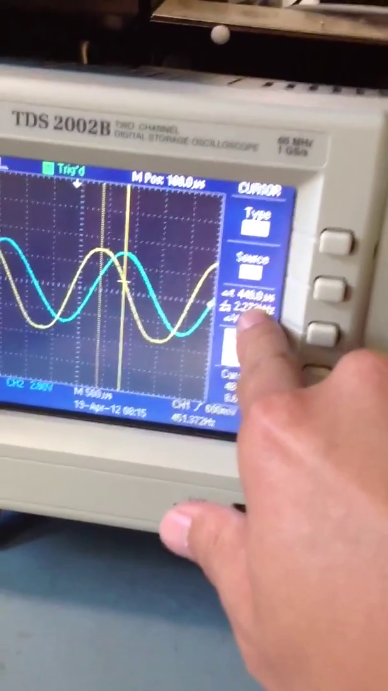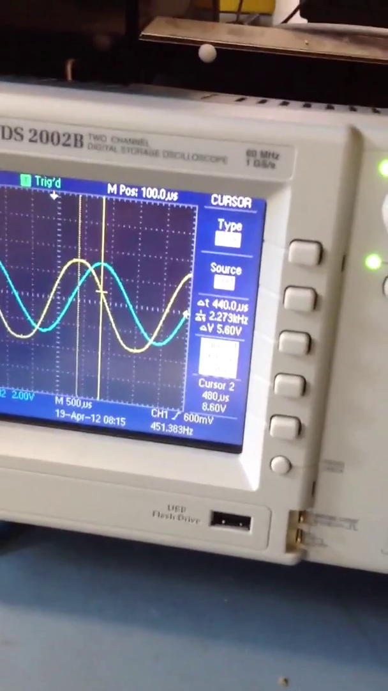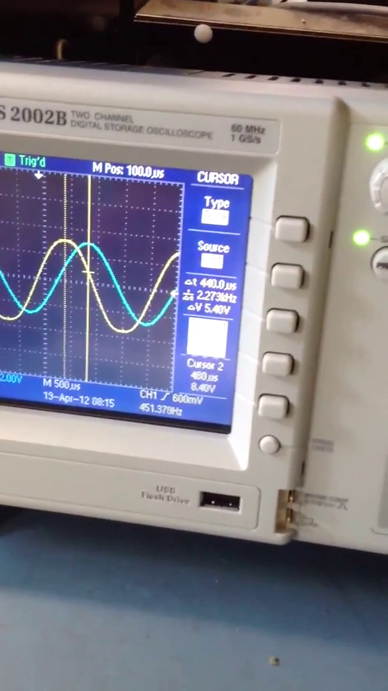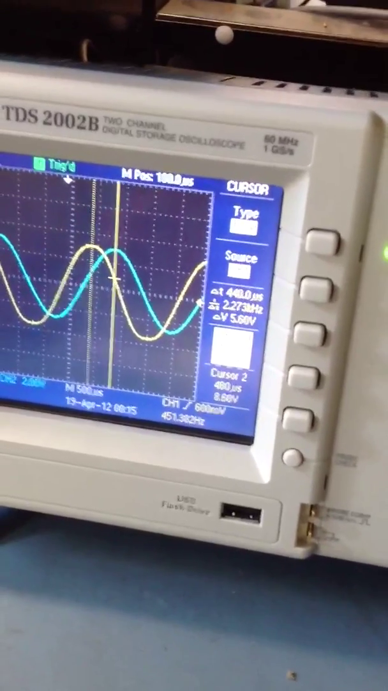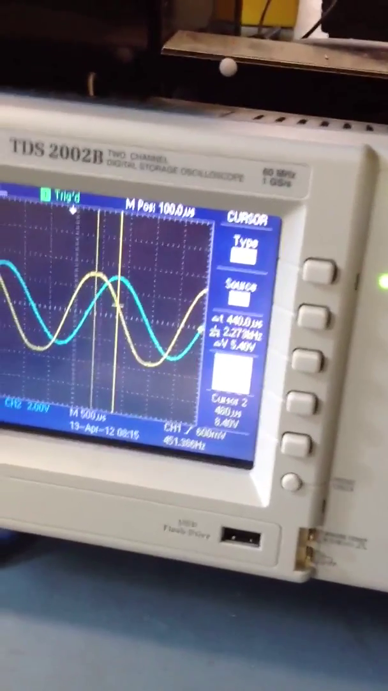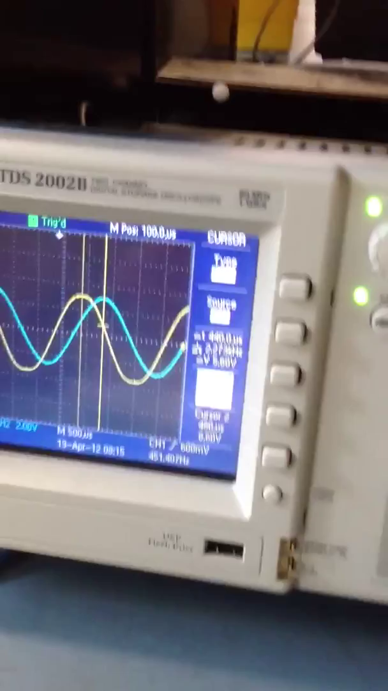So the phase lag would be 440. I think that's microseconds, which is 10 to the negative 6 seconds. That's the phase lag. Let's do another one.